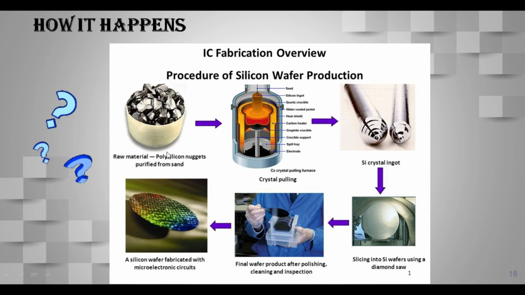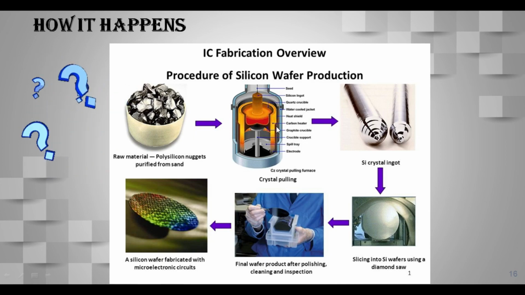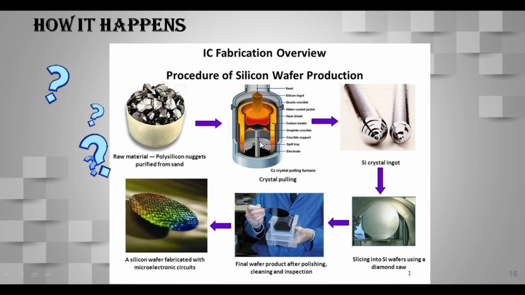We get silicon from nature in the form of sand or stones. Then we take it to the manufacturing unit. We melt it and we give it a shape. Let us discuss the steps one by one in the following sections.